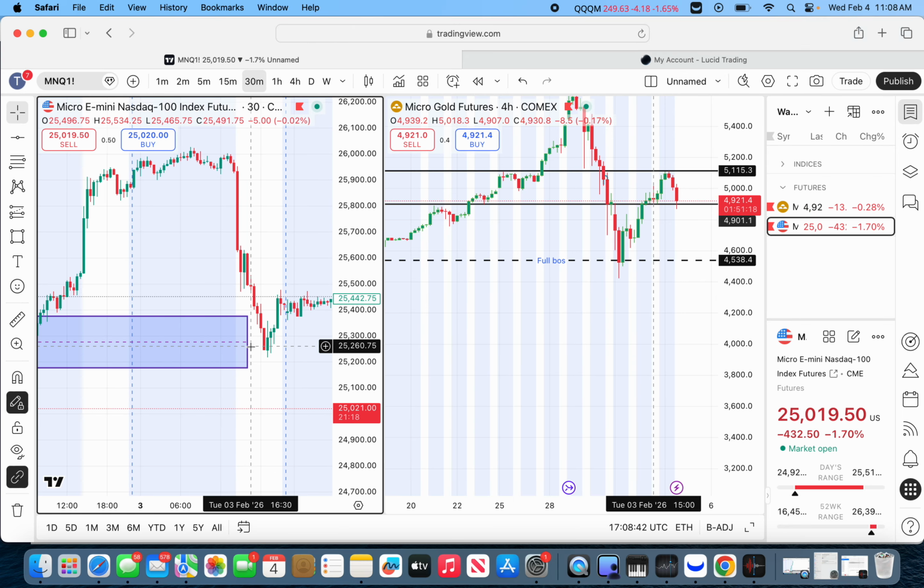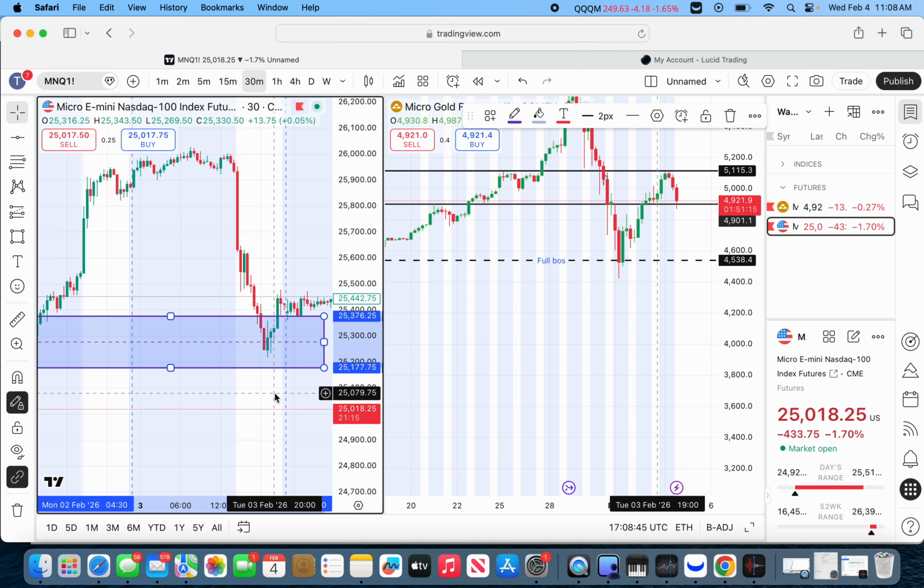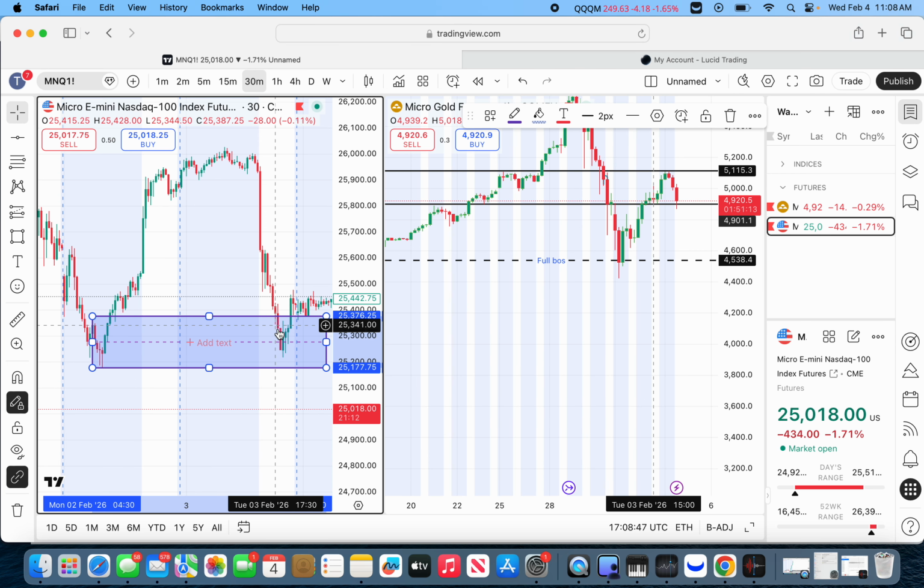You'll want to draw your zone across. Let's see, we'll draw it across. And even then, you see price come to these levels, and you can tell it's reacting off this.